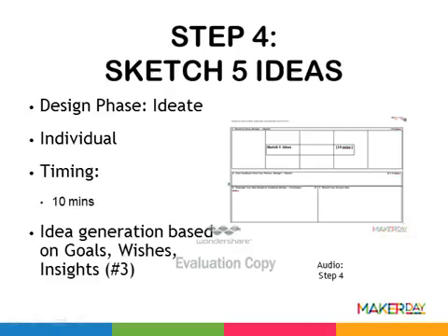Hi, this is the step 4 for the design thinking process. In this step, you are going to ask participants to turn their paper over, and there are 5 spaces in which you'd like them to sketch ideas to solve the problems that they've defined as goals, wishes, and insights in step 3 for the design challenge.